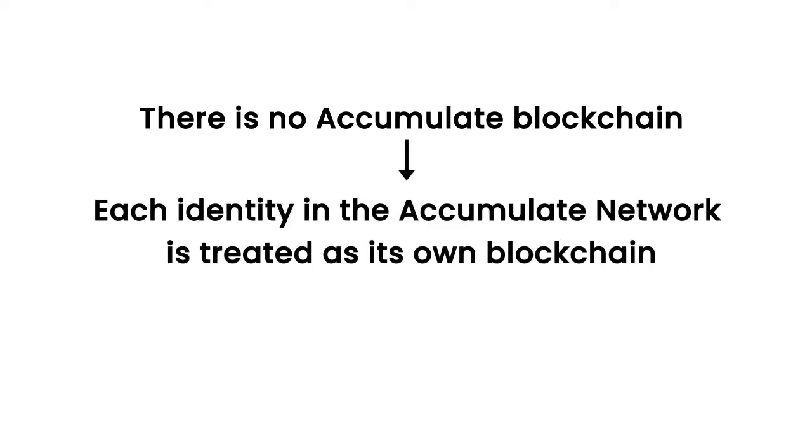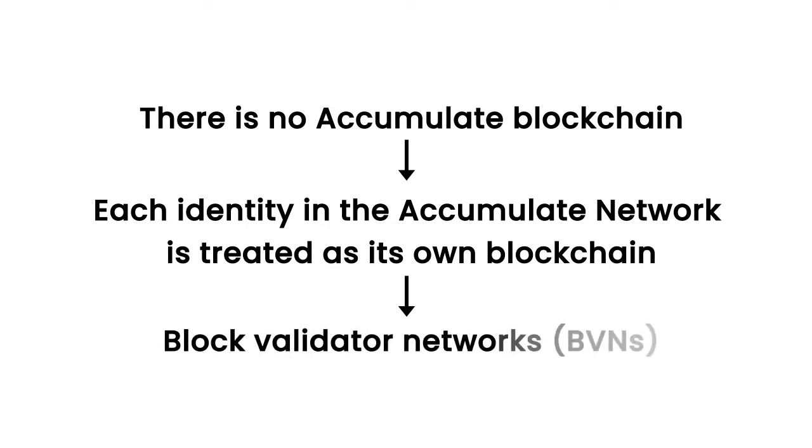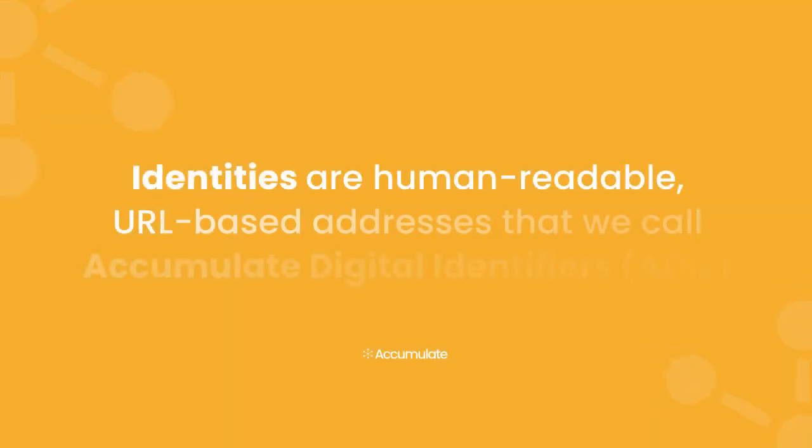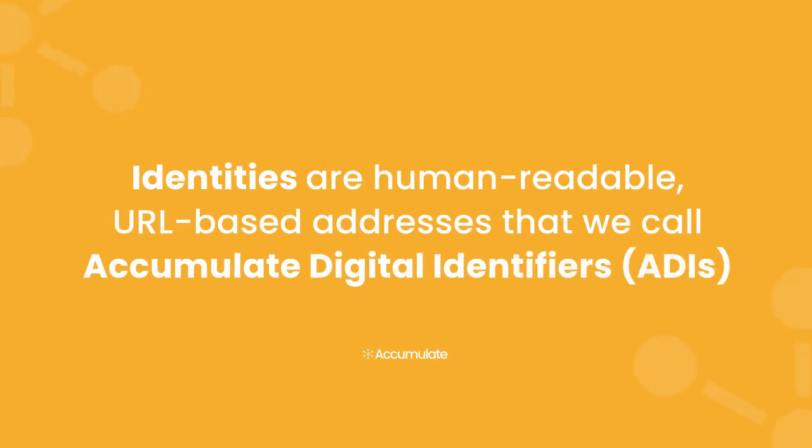Rather, each identity in the Accumulate network is treated as its own independent blockchain and assigned to a small subset of available validator nodes that we call block validator networks, or BVNs. This allows the network to be partitioned by identity and scaled to millions of transactions per second by adding more BVNs. Identities on Accumulate are human-readable, URL-based addresses that we call Accumulate Digital Identifiers, or ADIs.